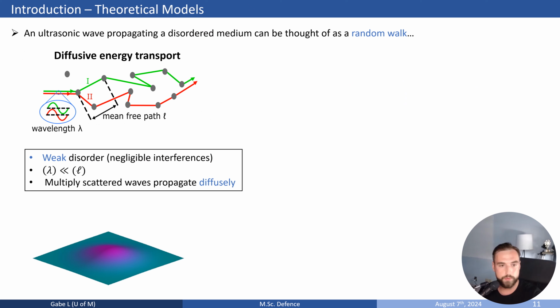And so generally speaking, the propagation of an ultrasonic wave in a disordered medium can be thought of as a random walk. Right. And so in the common case where we have weak disorder, we have negligible interferences. The wavelength of the wave is much smaller than the scattering mean free path L. Here, multiply scattered waves propagate diffusely.